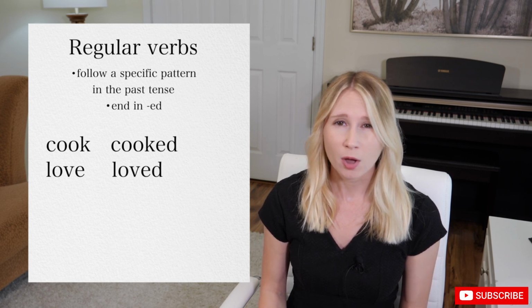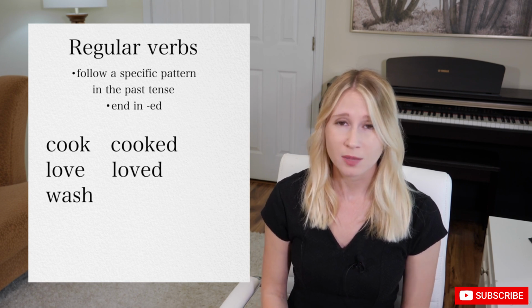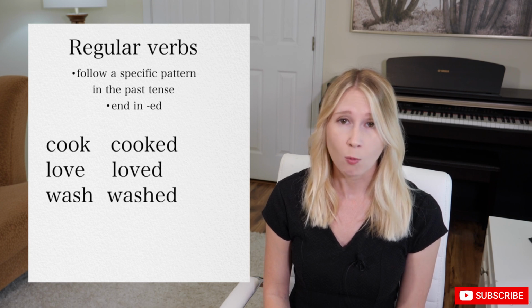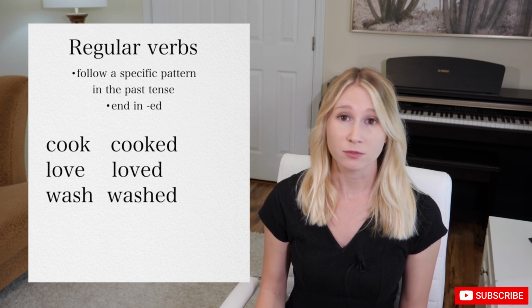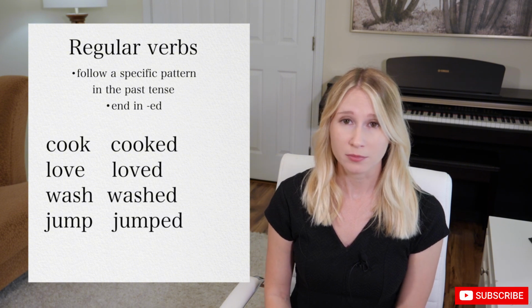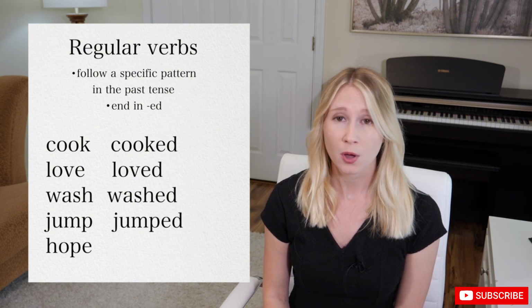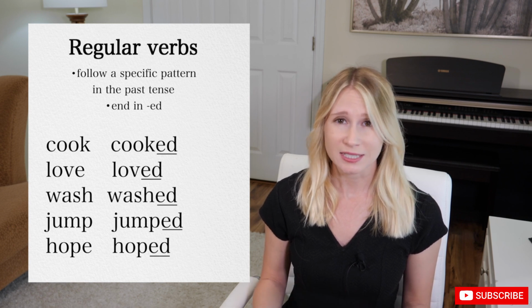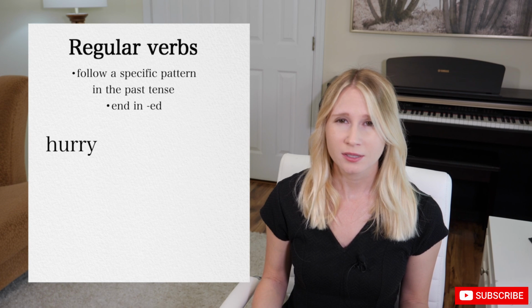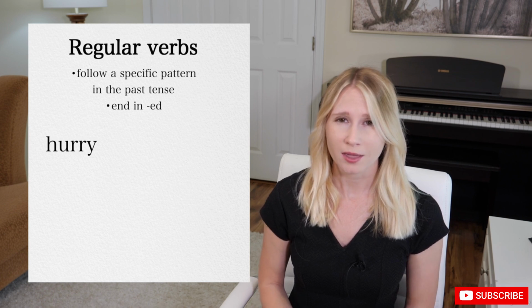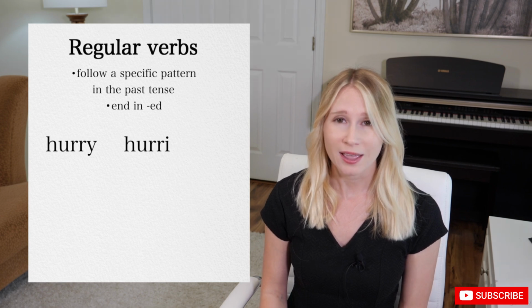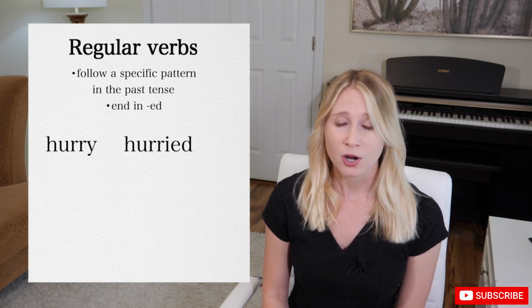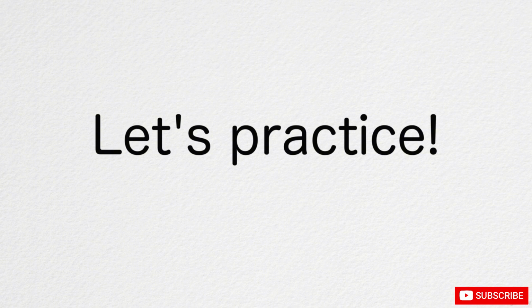Loved. How about the verb wash? The past tense of wash would be washed. The past tense of jump would be jumped. Hope. Hoped. Do you see the pattern? Regular verbs always end in ed. What about the word hurry? Since hurry ends in a y, in English what we do is we change that y to an I and then add ed. Hurried.